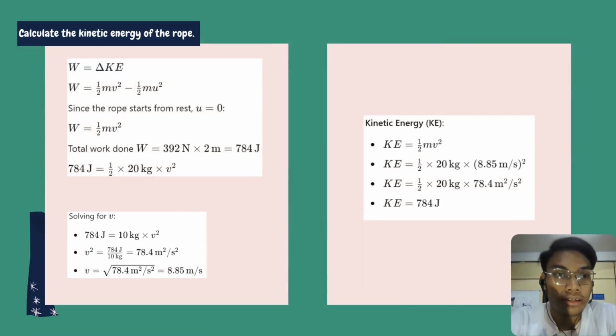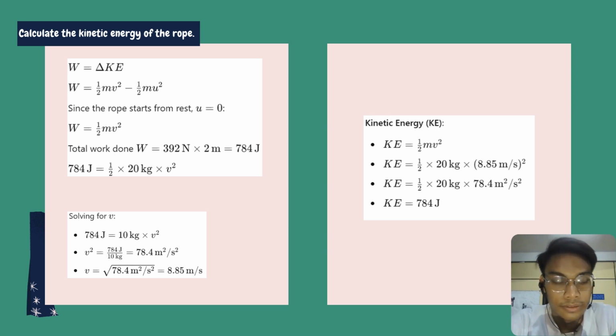Okay, next, calculate the kinetic energy of the rope. The formula for the kinetic energy is 1/2 mv². First, we need to find the value for v, so we will use the formula W equals the change in kinetic energy, which is 1/2 mv² minus 1/2 mu². Since the rope starts from rest, which means u equals 0, then what is left is 1/2 mv².